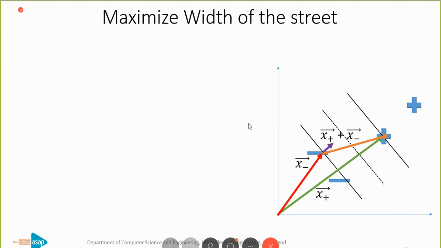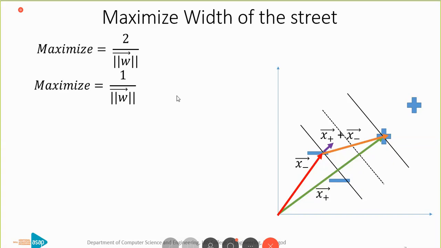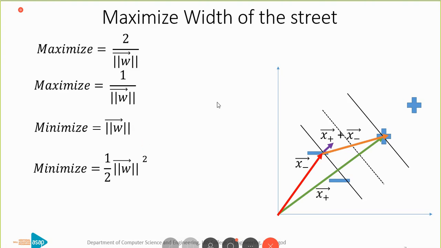So to maximize the width of the street, I'm going to write the expression. We have to maximize this value, that is 2 divided by the norm. 2 is just a constant, so I'm dropping that. So I have to maximize 1 by the norm. It is the same as minimizing this norm, which is the same as minimizing half of the norm squared.